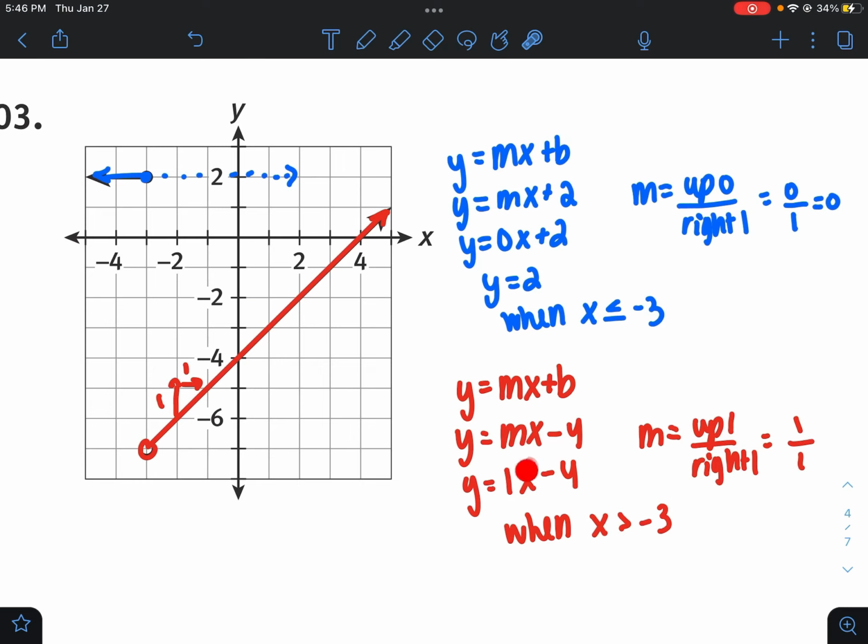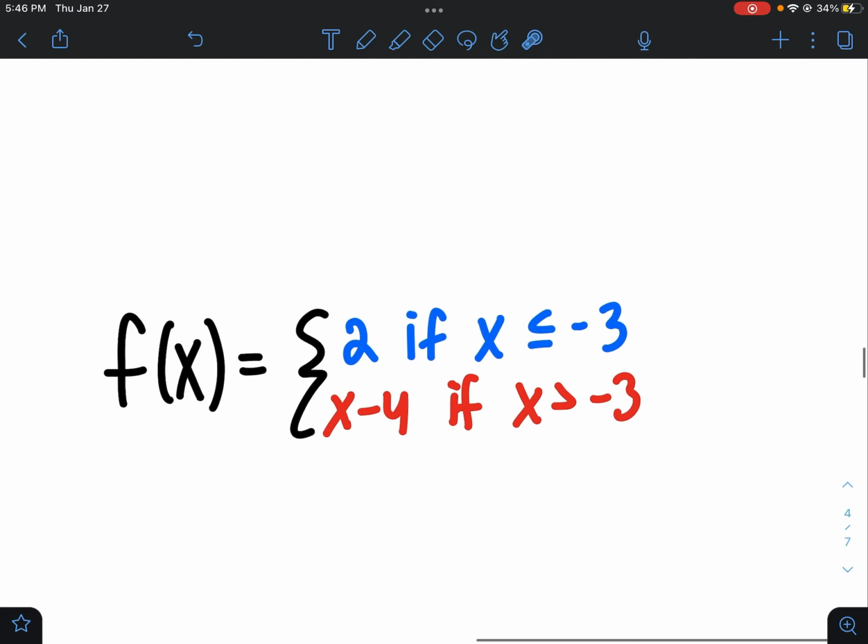And again, when does this start? Well, it starts at x is equal to negative 3. But it's not included, so it is when x is greater than negative 3. So again, combine them with a curly brace. f of x is equal to both pieces of your function.